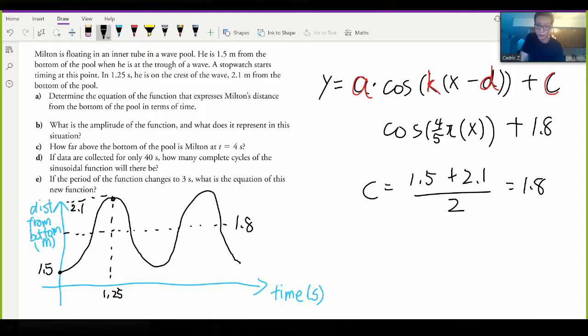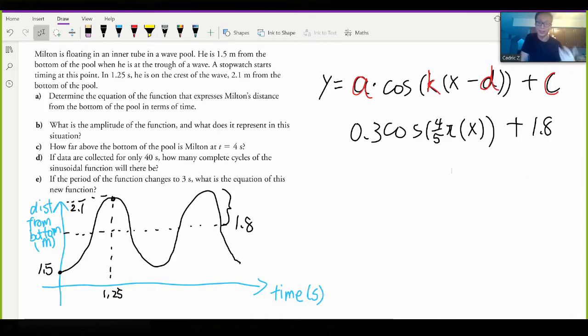If this value is 1.8, then we know the amplitude, which is your a value. So that must be 0.3. Are we done yet? Well, no. Remember, we said we're fitting the negative cosine graph so we can start at the bottom. If you just leave it like this, you're going to start at the peak, so we have to make sure this is negative. So that's our equation. Distance as a function of time, which is t, is equal to negative 0.3 cosine 4 over 5 pi t plus 1.8.